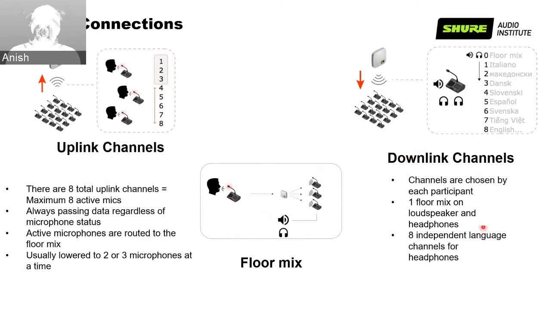Now we are going to talk about the downlink channels. We are talking about 9 downlink channels. The downlink channels work a little bit differently than the uplink channels. The downlink channels are always routed to any conference unit at all points of time, and the user can select which channel he wants to listen to, because it will be like the interpreted languages. On channel 0 you'll have the floor mix, and the rest of the channels you can use for the various interpreted languages.